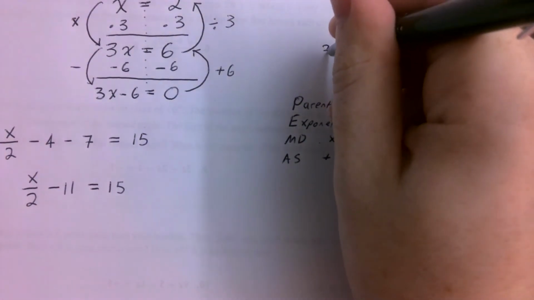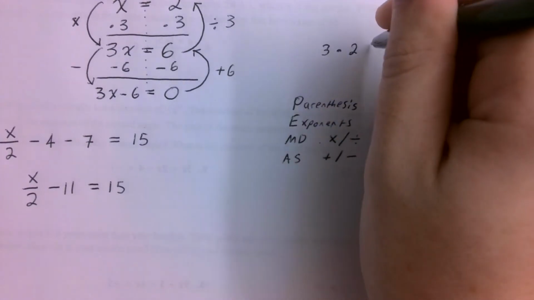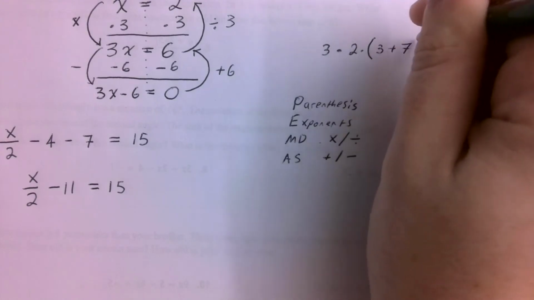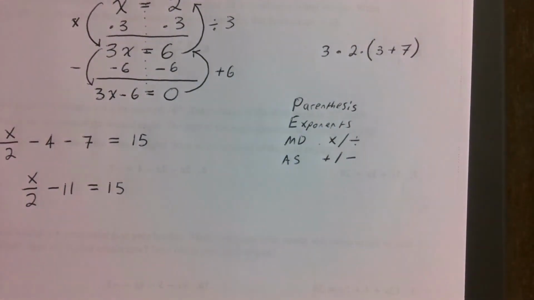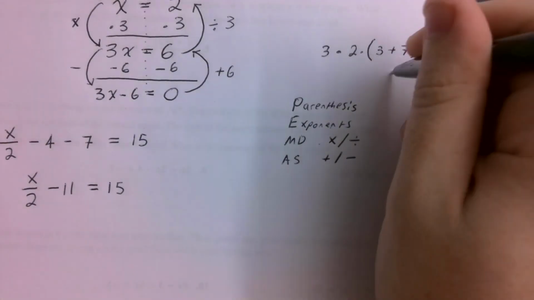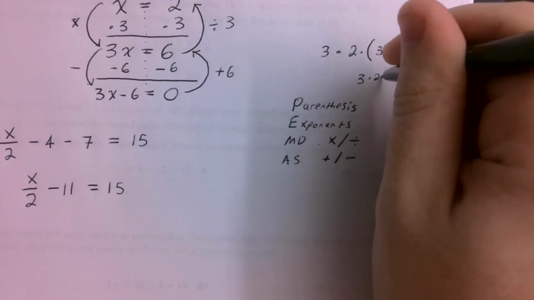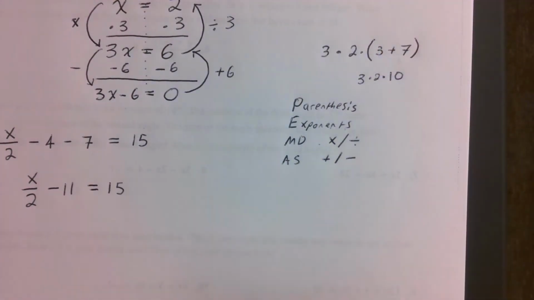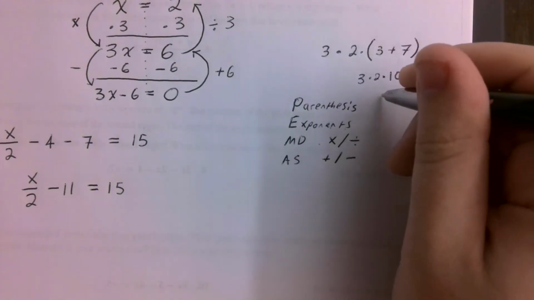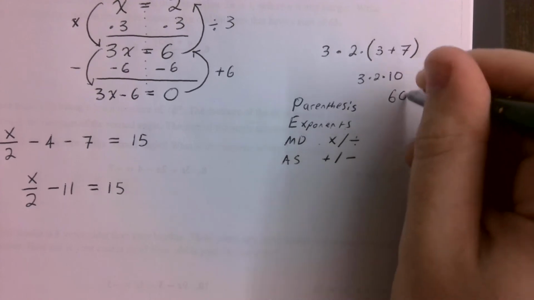For instance, if I had 3 times 2 times (3 plus 7), the way you would solve this is you would do the parentheses first, so you do 3 plus 7 to get 10. Then you'd have 3 times 2 times 10. We don't have any exponents, but we do have some multiplication and division. 3 times 2 times 10, reading from left to right on that multiplication-division step, is 60.